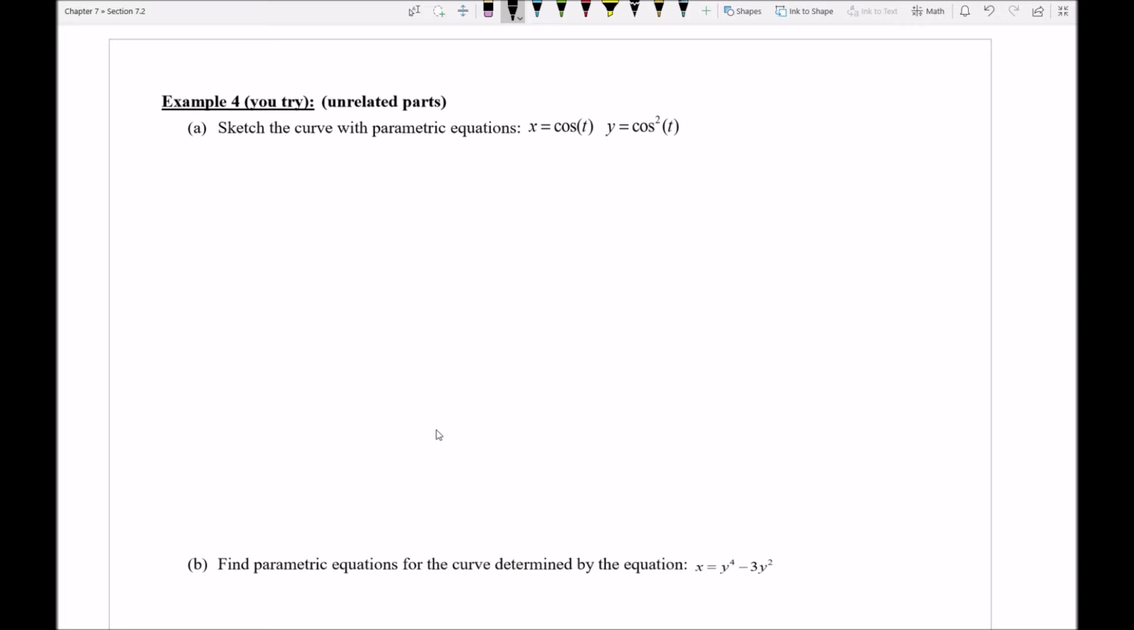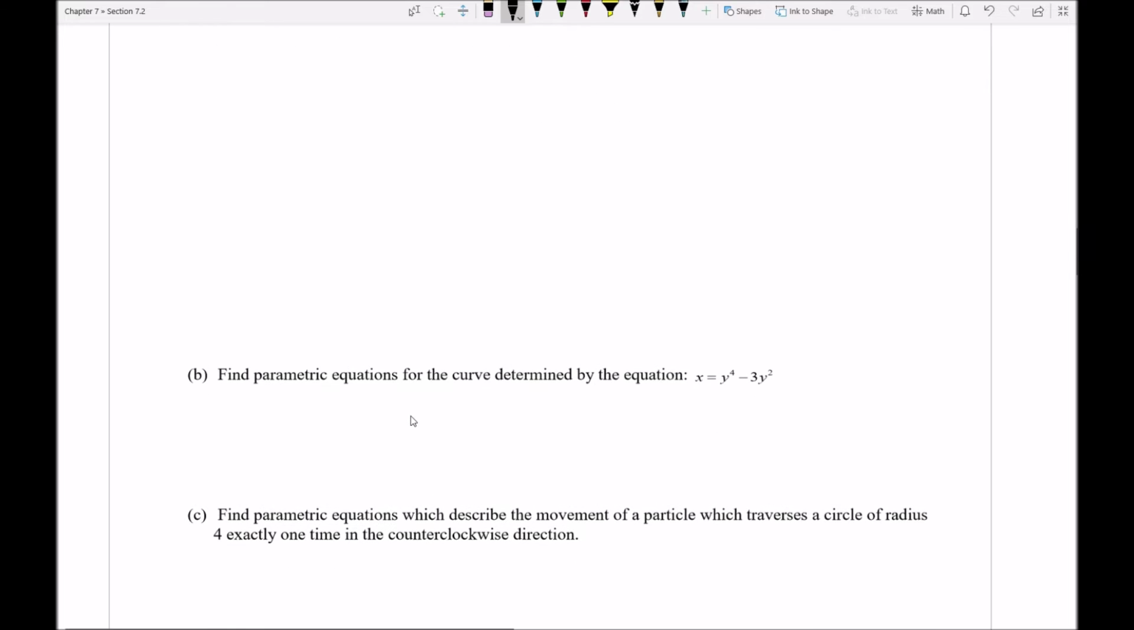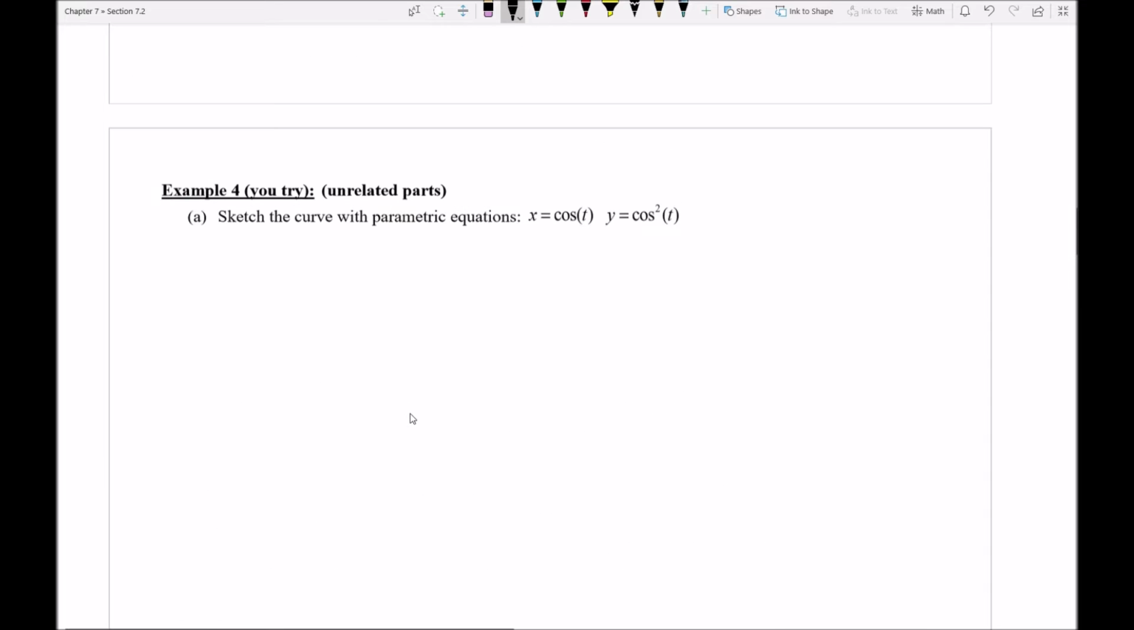For part A, I would suggest that you start by making a table of values. For part B, you can compare back to something that we did on example 1B. And for part C, you might have to think a little bit creatively about how to answer the question there. But pause the video and then hit unpause to see me work through the solutions.